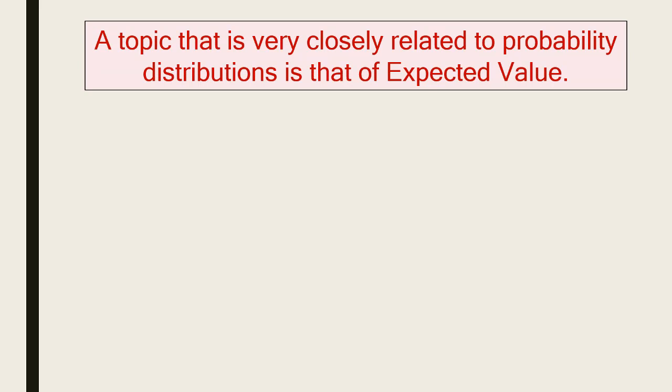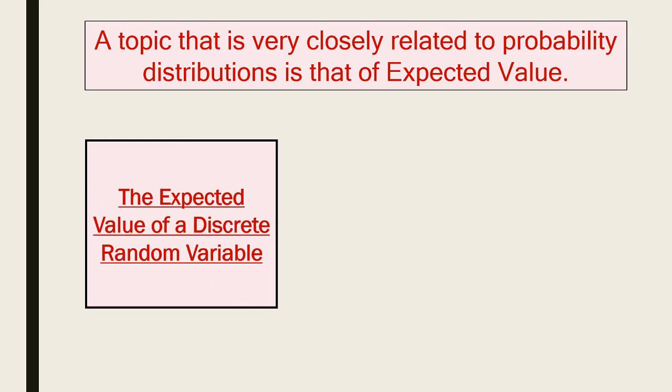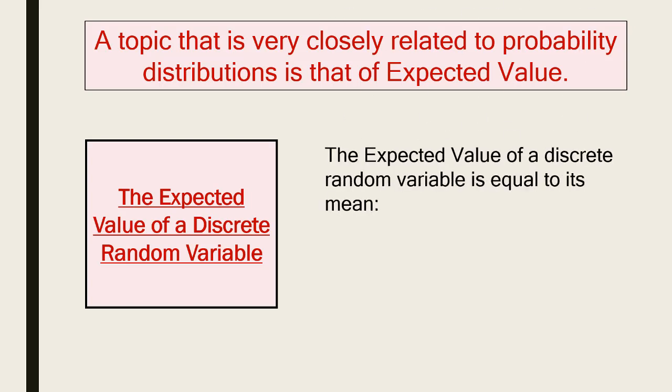Okay, so a topic that's very closely related to probability distributions is that of expected value. So we'll define the expected value of a discrete random variable. The expected value of a discrete random variable is equal to its mean, which means that the expected value of the random variable x is mu, which is the sum of x times the probability of x.